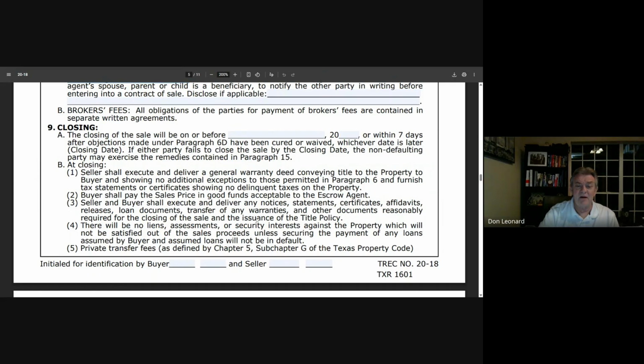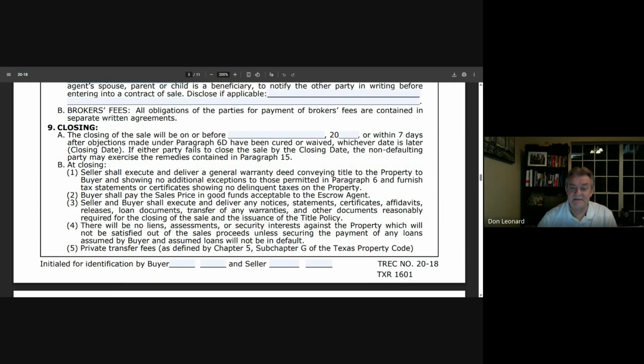Third, seller and buyer will execute and deliver all the notices, statements, certificates, affidavits, in essence, all the paperwork that's necessary to complete the transaction. And of course, we know the buyer typically has a lot more to sign than the seller. The buyer is actually going through 2 closings. They're closing the home and the loan. So they've got a lot more, usually.